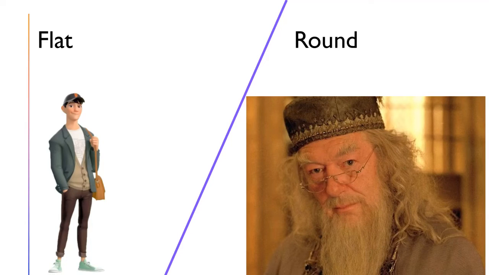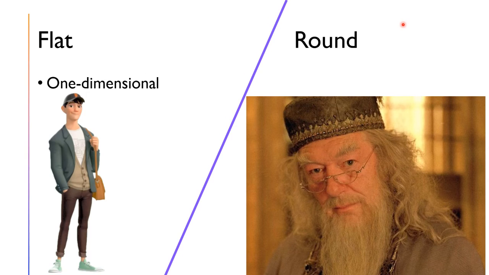Now I have here another set of characters. Do you remember this guy over here? This guy is Tadashi from Big Hero 6. Unfortunately, he died. Okay, and this one is Dumbledore from the Harry Potter series. So why is Tadashi considered as flat and why is Dumbledore considered as a round character? Now, what are the characteristics of a flat character and a round character?